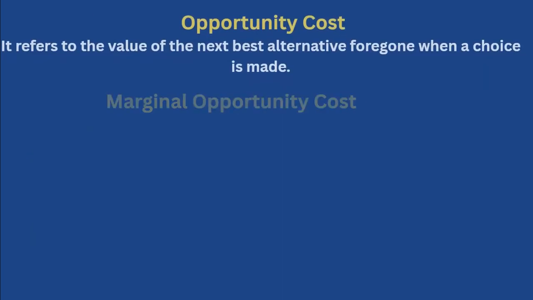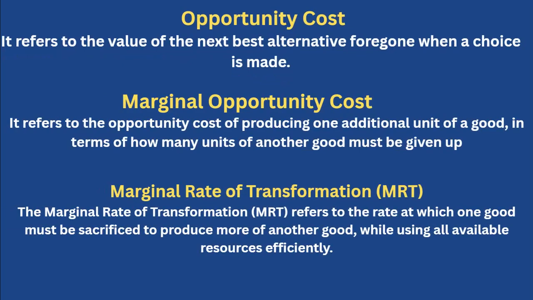Okay. And marginal opportunity cost is how many units, how many tons you are giving up. You are going to calculate that. That is called marginal opportunity cost. It refers to the opportunity cost of producing one additional unit of a good in terms of how many units of another good must be given up. You are giving up another good. How many units you are giving up, how many tons you are giving up, that calculation is called marginal opportunity cost.